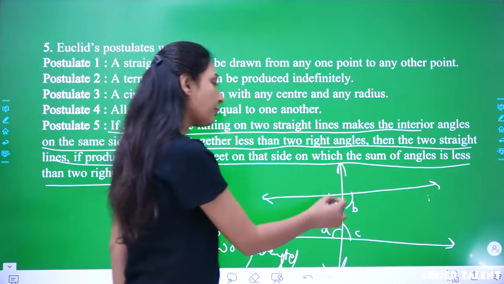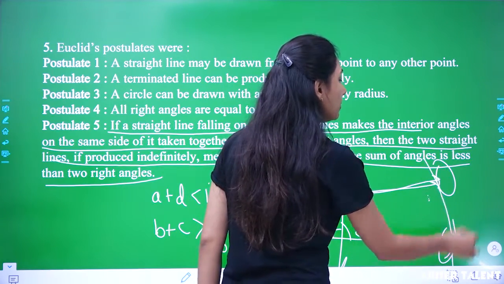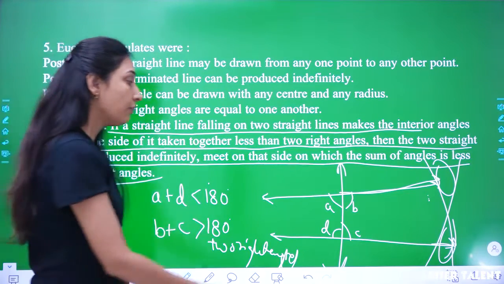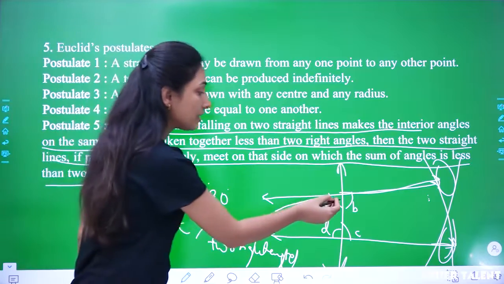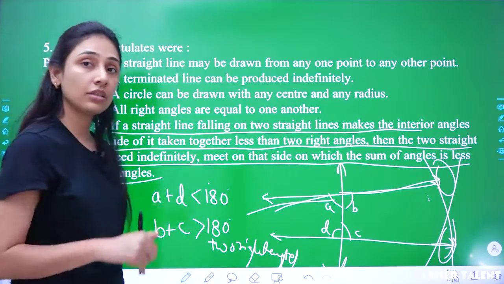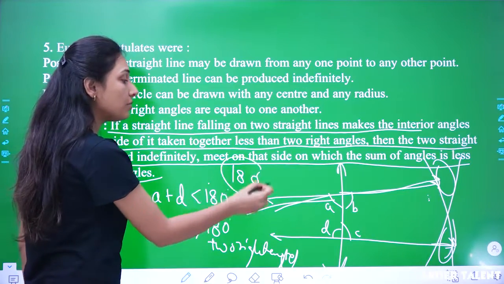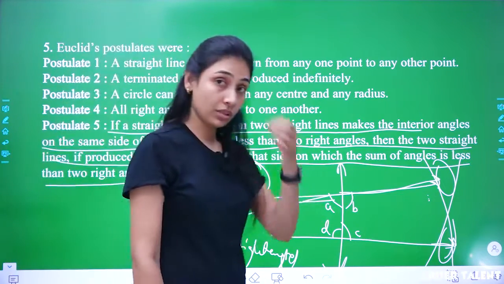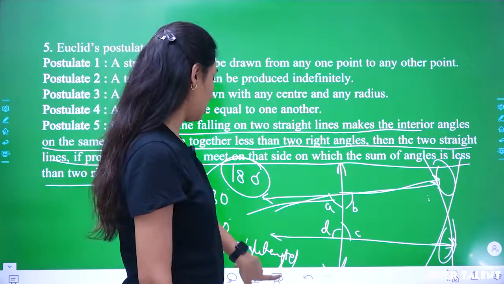Right, at this point these two lines are never going to meet each other. So where are they going to meet each other? Where the sum is less than 180 degrees. If here the sum is less than 180 degrees, then they are going to meet. Now what if the sum is 180 degrees, two right angles? Then also they are never going to meet on that side, right?